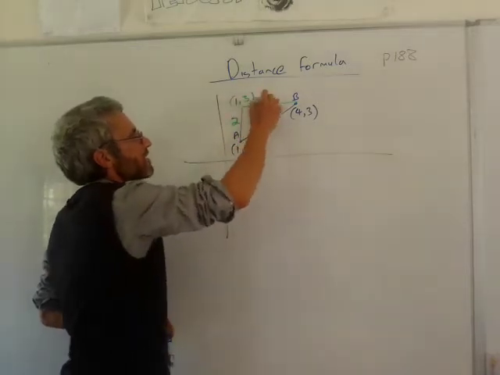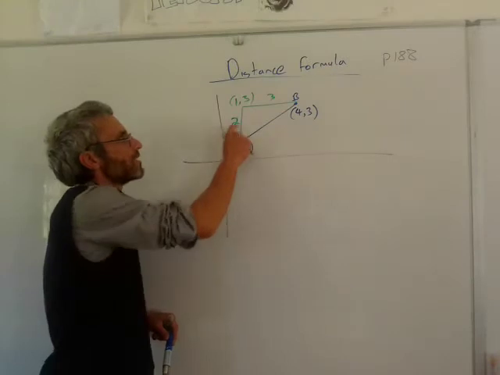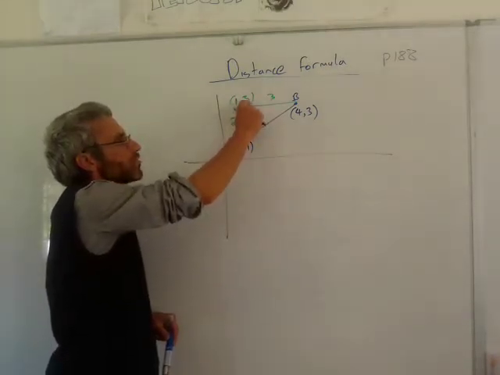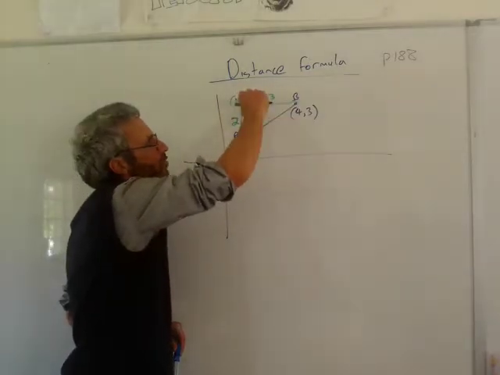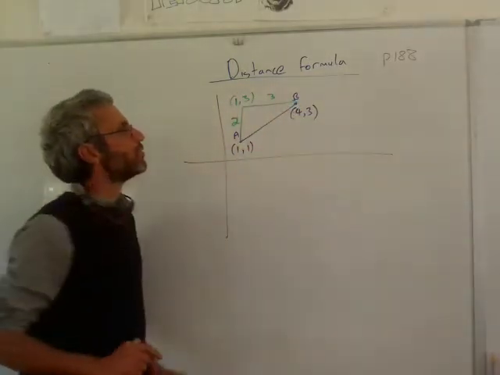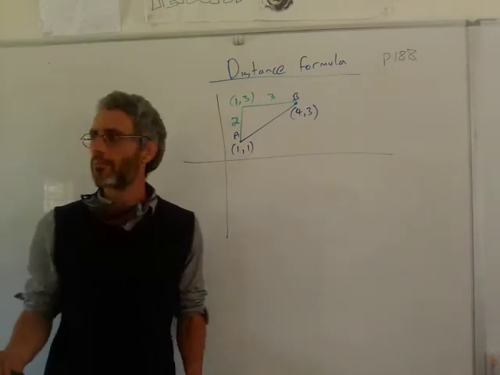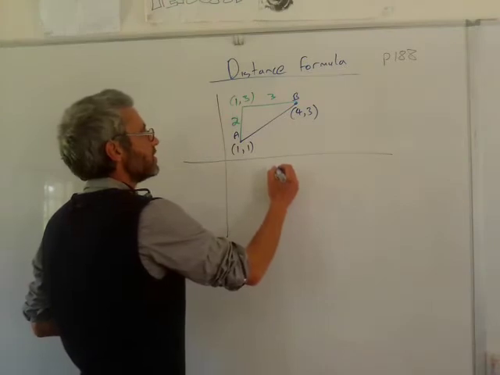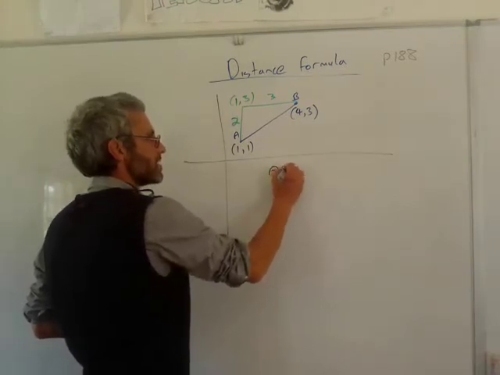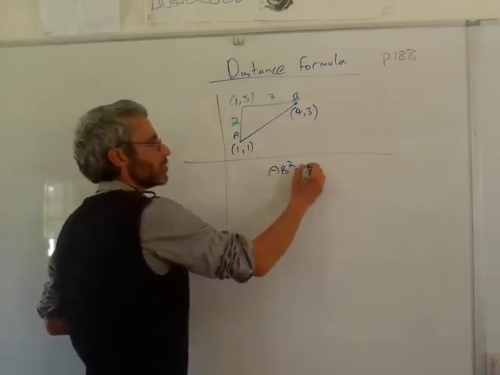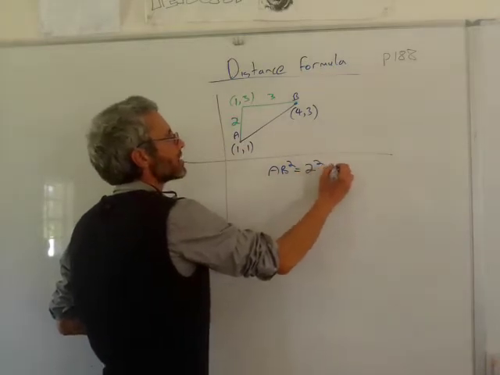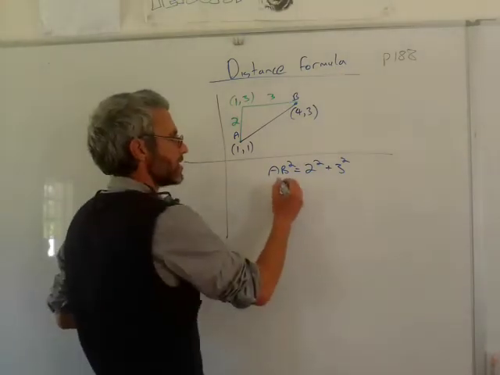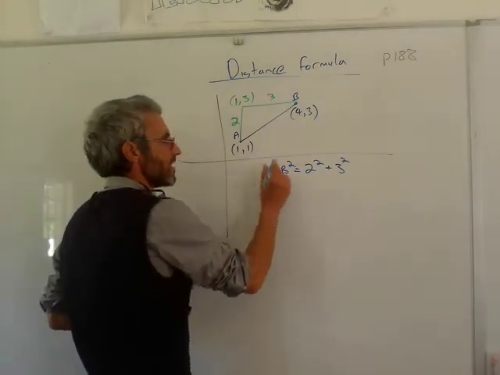So from y equal 1 to y equal 3 is 2. And to the right, we have to go from x equal 1 to x equal 4. We have to go 3. And then we do a Pythagoras. So the distance, we'll say AB squared, is going to be equal to 2 squared plus 3 squared.